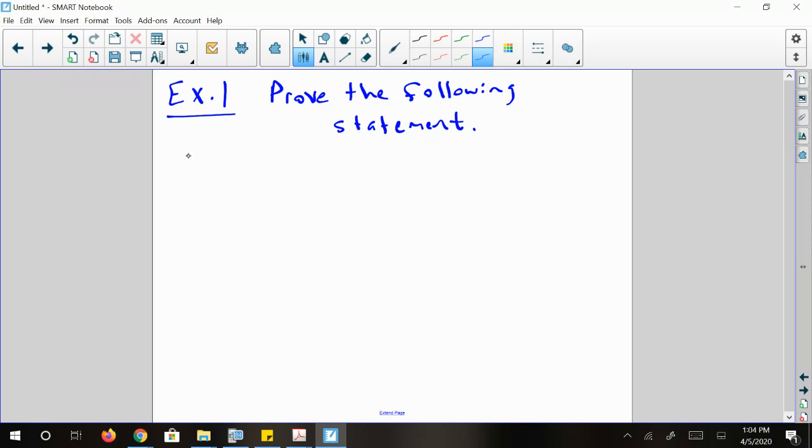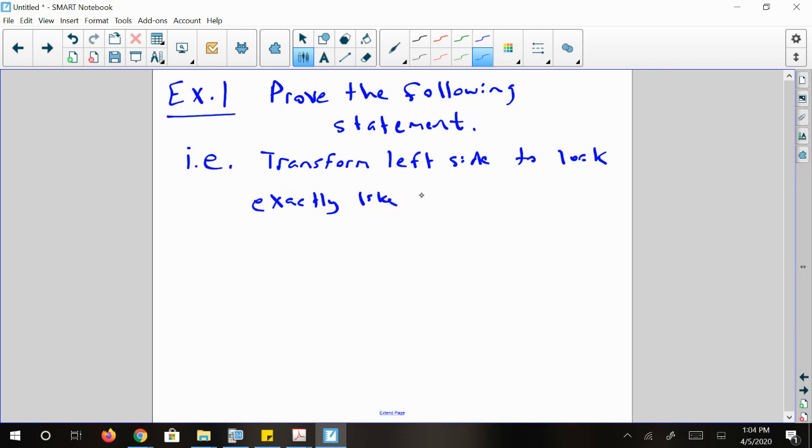In other words, what we're going to do is transform the left side to look exactly like the right side. But a big part of this is don't touch the right side. Okay, don't touch the right side. We're going to keep the right side the exact same, and all we're going to do is use those identities that we just mentioned to help take the left side and change it into the right side.